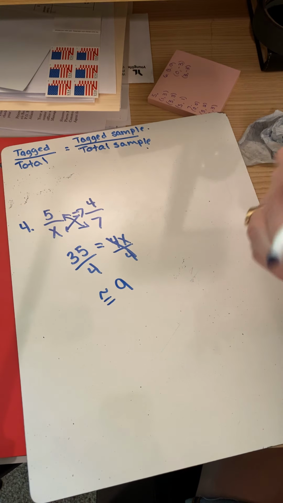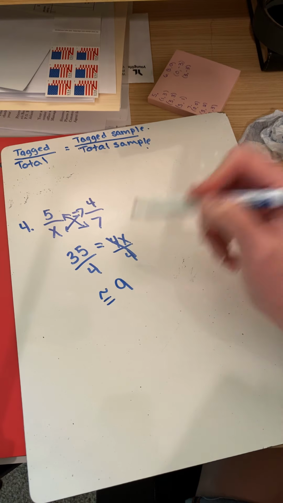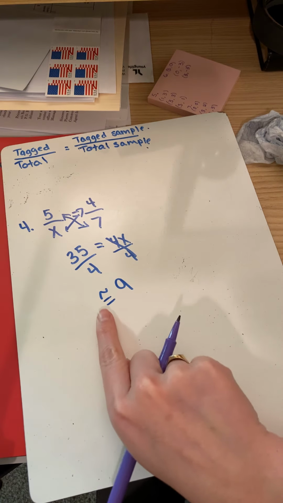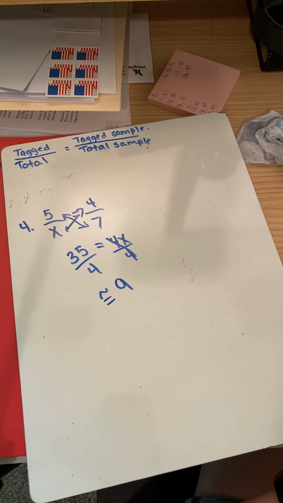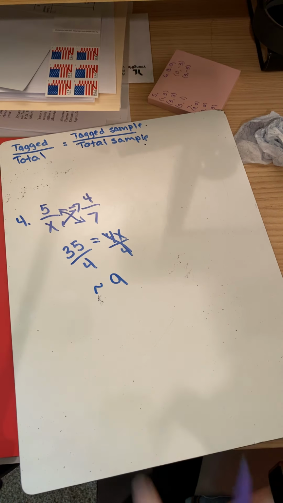But since we're talking about animals, we're just going to round it up to the closest whole number, and we're going to say that there are about 9 spotted owls in the forest. And you can put that squiggly line above an equal sign to say that it's an approximation, or you can just put the squiggle line. That squiggle line says it's not exactly 9, but it's about 9.